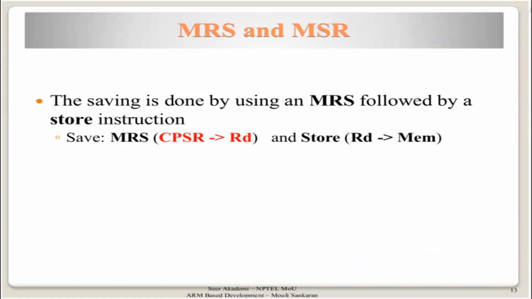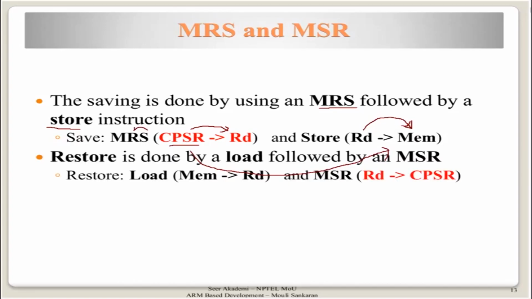Saving is done by using an MRS followed by a store. What I mean to say is, suppose you are interested in saving the content of this CPSR into memory. You can't do it using a data transfer instruction, for the same reason that I mentioned to you. So the CPSR should be brought into one of the registers, and then that should be brought into memory. So you should do an MRS. Why MRS? Because status to register. MRS and then the store.